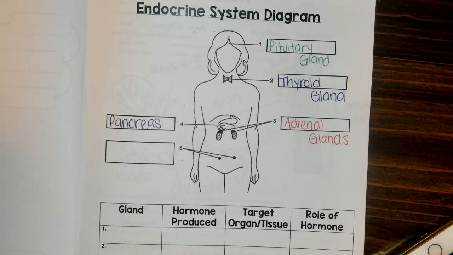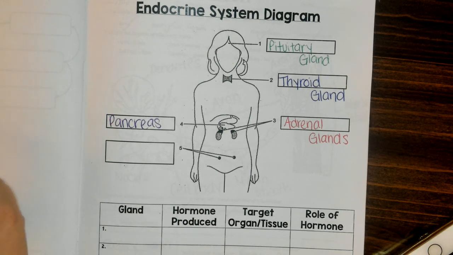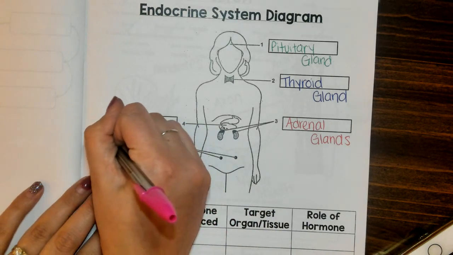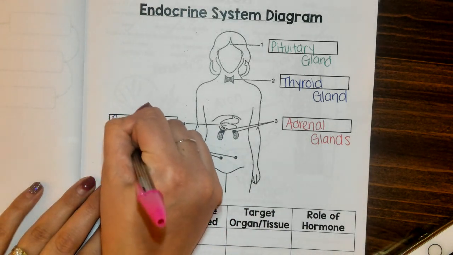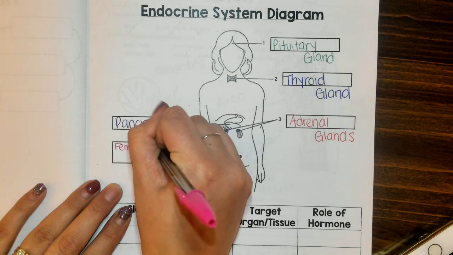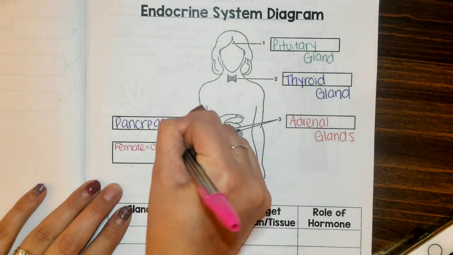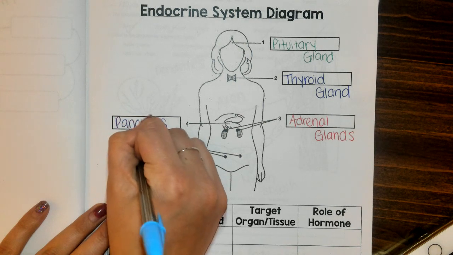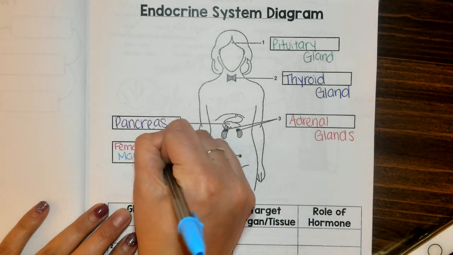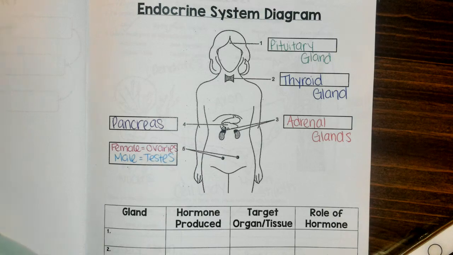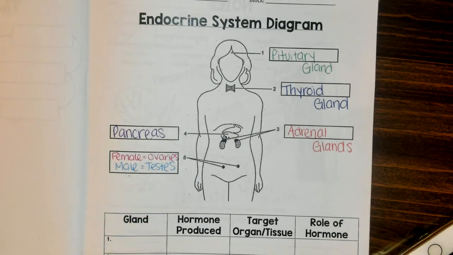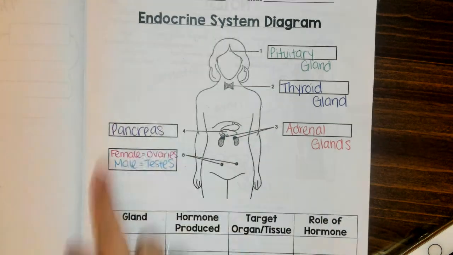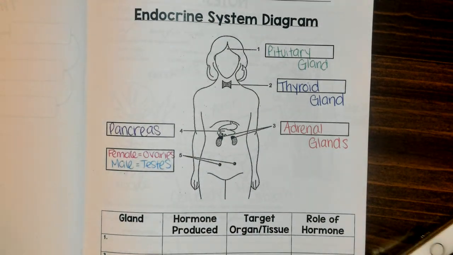And then number 5, you'll notice we don't have 6 total ones, but number 5 represents males or females. In females, we have the ovaries. And in males, there are testes. So these are the glands in the endocrine system. Technically that's number 5 and number 6. So that's where they're located on the body.